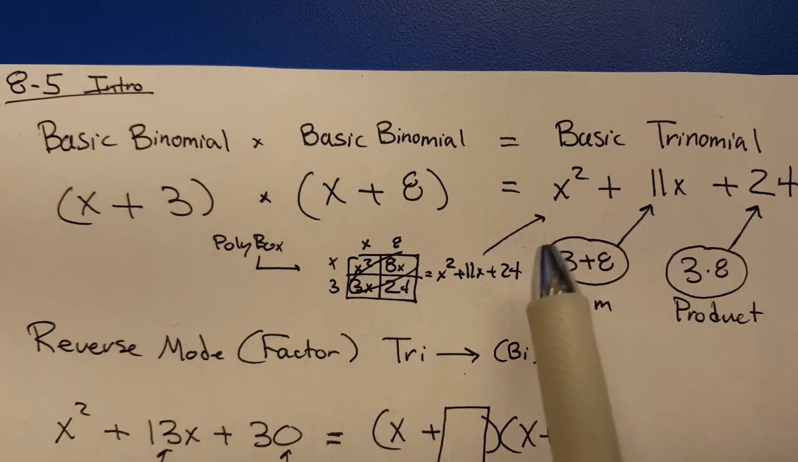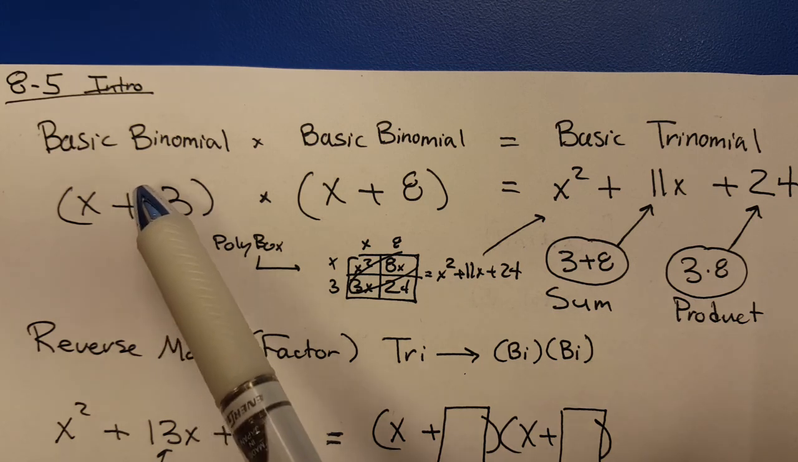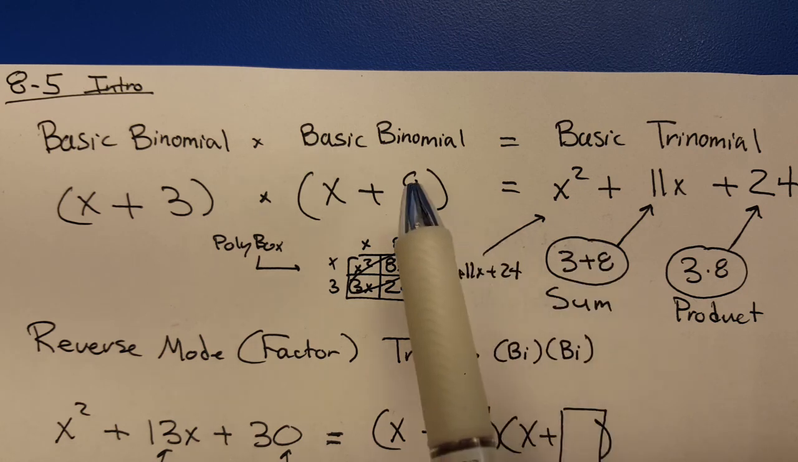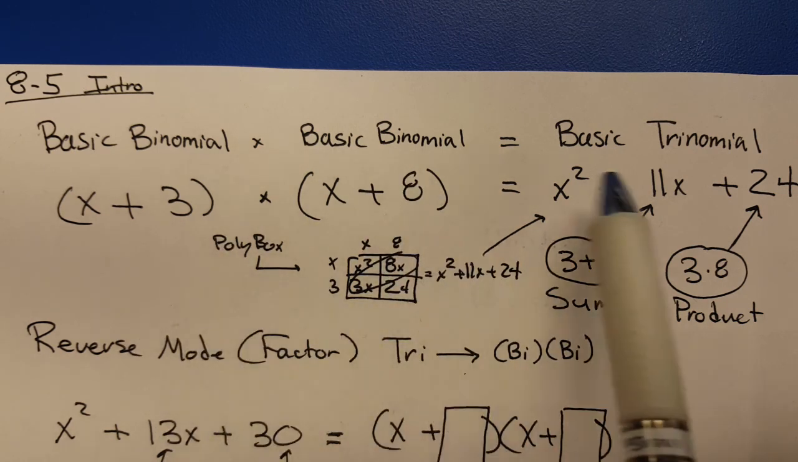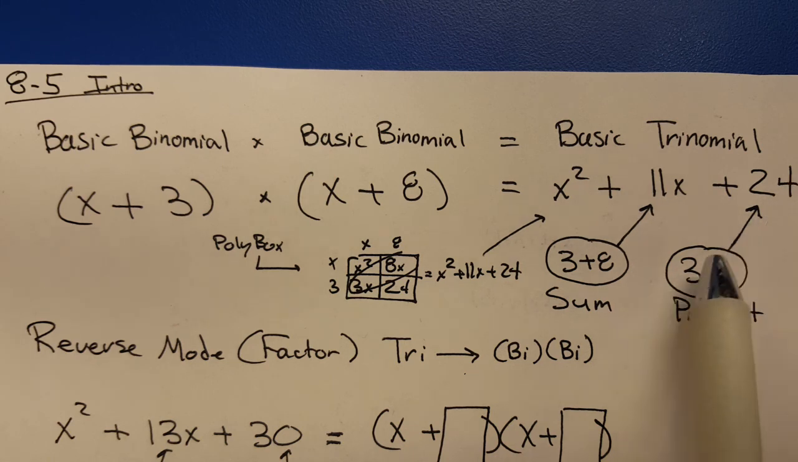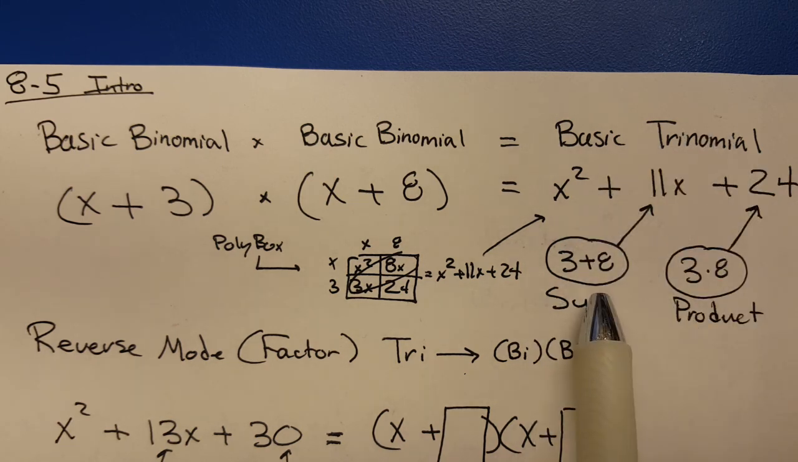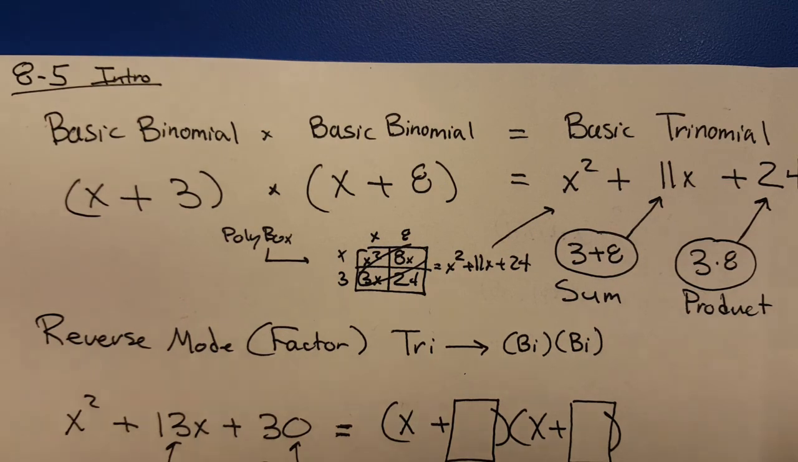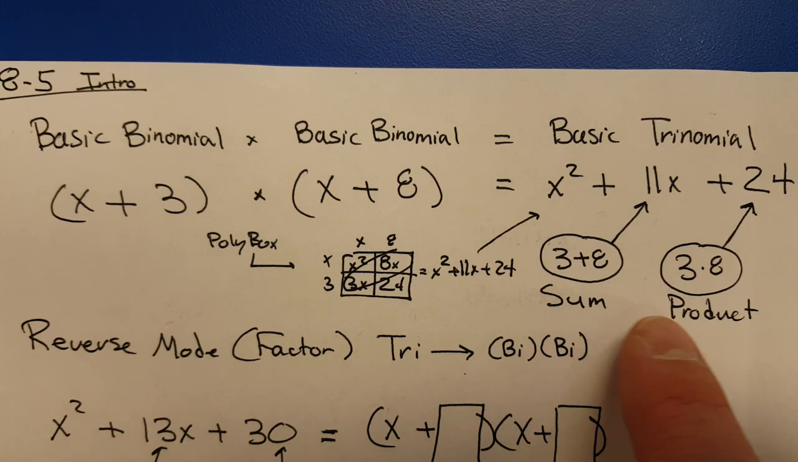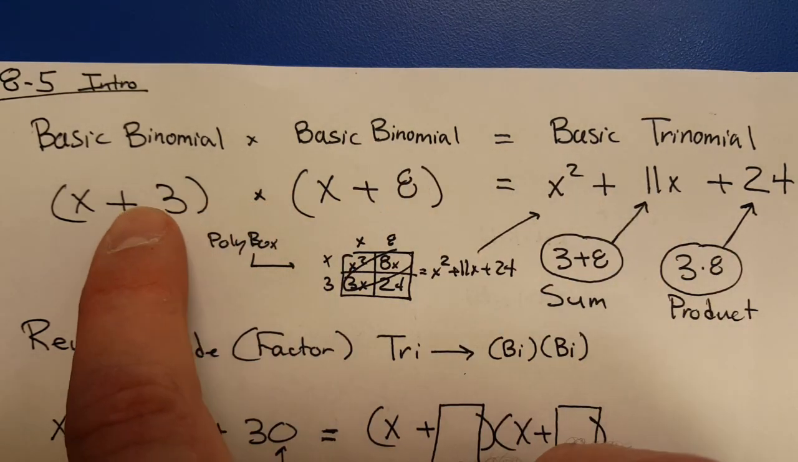This pattern happens every single time you take a basic binomial times a basic binomial. This middle number is always the sum of these two numbers, whatever these numbers may be. And by the way, you always start off with the variable squared. The middle number is times the variable. It's always the sum. And that last number is always the multiplication. This pattern of the sum and the product happens every single time. So what we're doing in Section 8.5 is we're completely reversing this process. We're taking a trinomial and these clues and working backwards to making the binomial.